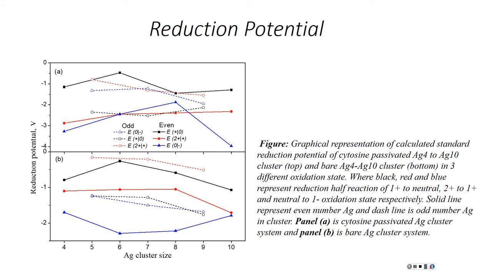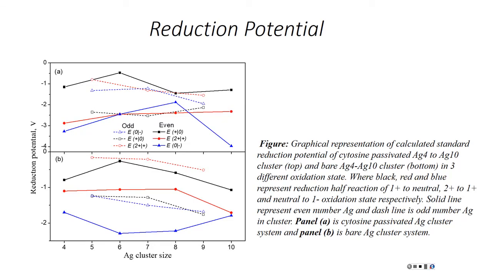They have a lot of lines, so I'm going to explain one by one. For the top plane, this is the precipitated system with the cytosine and silver system from 4 to 6. The black line is the reduction potential from +1 to 0, and dotted means odd number, and solid line means even number.